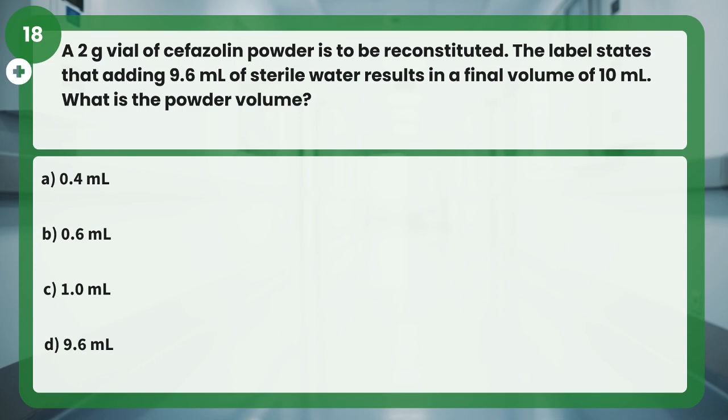Question 18. A 2 g vial of cefazolin powder is to be reconstituted. The label states that adding 9.6 milliliters of sterile water results in a final volume of 10 milliliters. What is the powder volume? A. 0.4 milliliters. B. 0.6 milliliters. C. 1 milliliter. D. 9.6 milliliters.